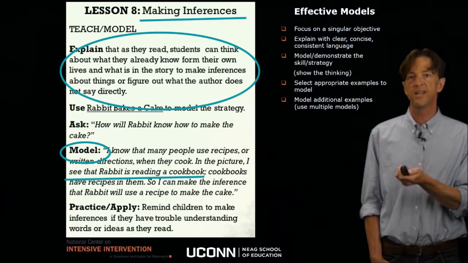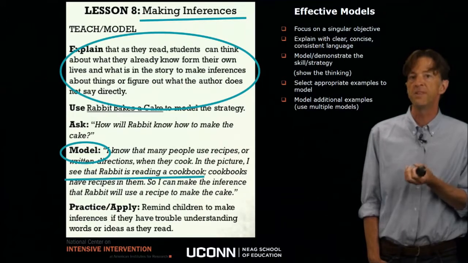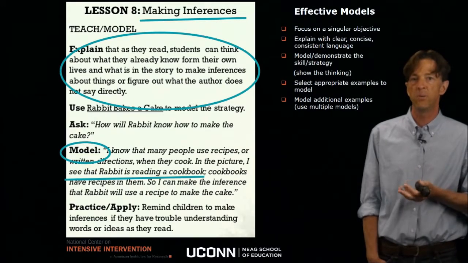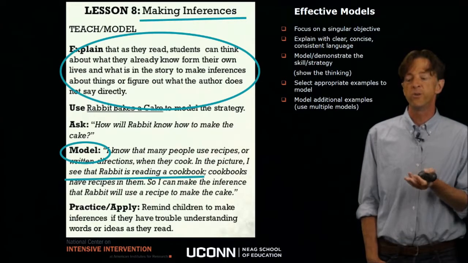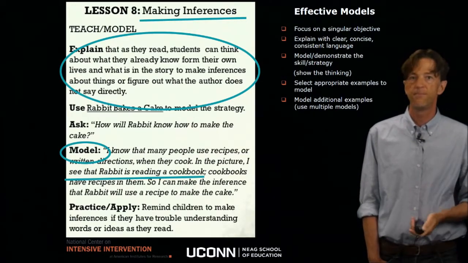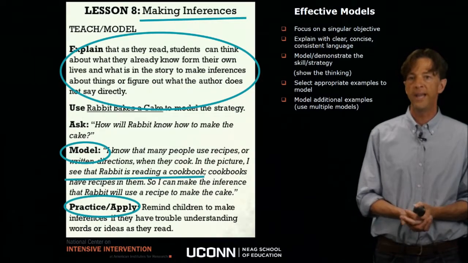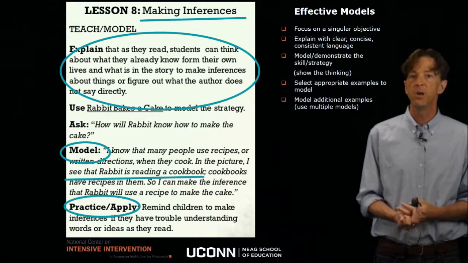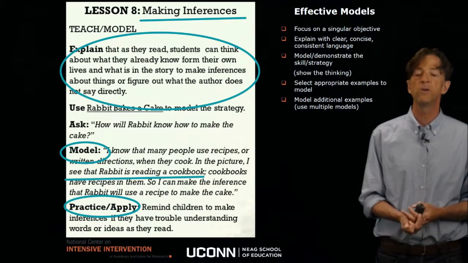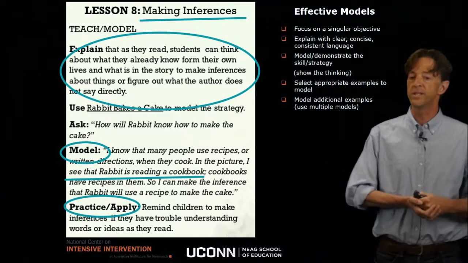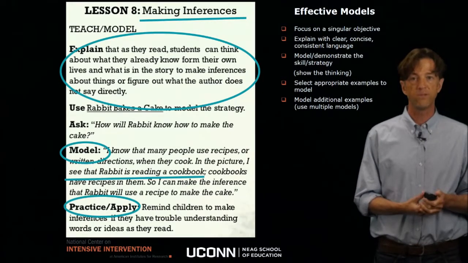So we can say that maybe this is a pretty good example, because that's the evidence we're going to use to make the inference. It's not stated directly, but if we see a cookbook, then we can use what we know about cookbooks to make an inference. And then finally, using multiple models, we see that right away they jump to practice and apply, remind children to make inferences if they have trouble understanding words or ideas as they read. So we're only modeling one example here, so it doesn't meet the criteria for modeling multiple examples.